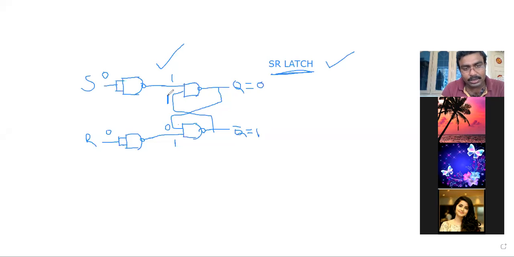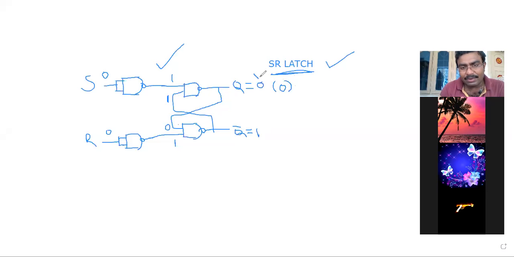Now I'm having 1 and 1 as my inputs to the NAND gate. What will you get as your output, guys? 0, sir. Now guys, I got 0 as my output here. You need to observe one thing clearly. Previously, I have taken 0 as my output.